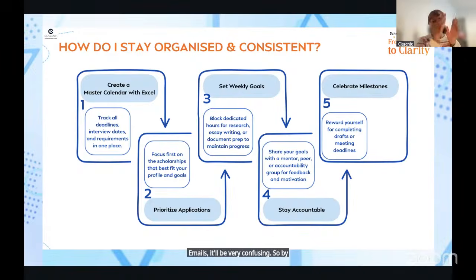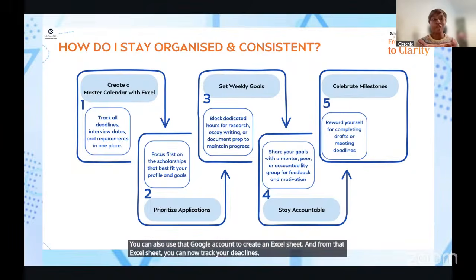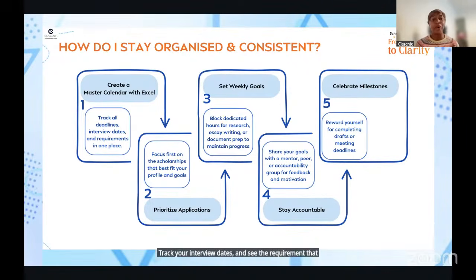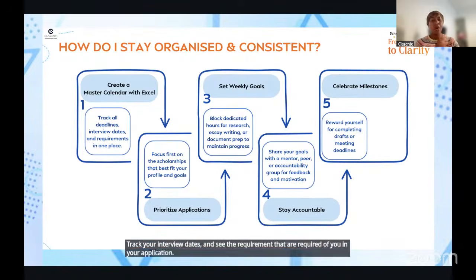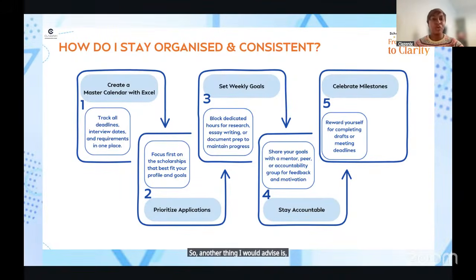So by having a dedicated email that you create and say this is for scholarship, you can also use that Google account to create an Excel sheet. And from that Excel sheet, you can track your deadlines, track your interview dates, and see the requirements that are required of you in your application. Another thing I would advise is, please focus on scholarships that best fit your profile, because not every scholarship is created equally, and some will align to your profile and your goals, but not all of them will. So focus your energy on the ones that give you the highest chances of success, because that is exactly where your time and energy is going to pay off the most.